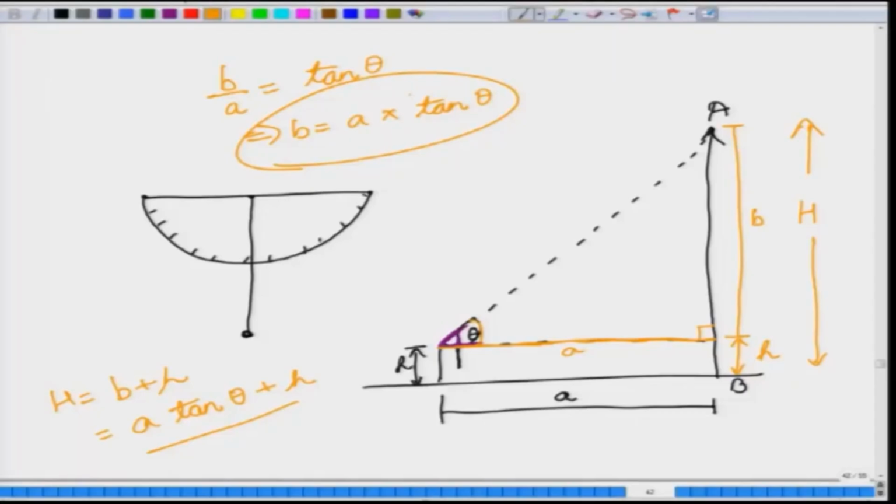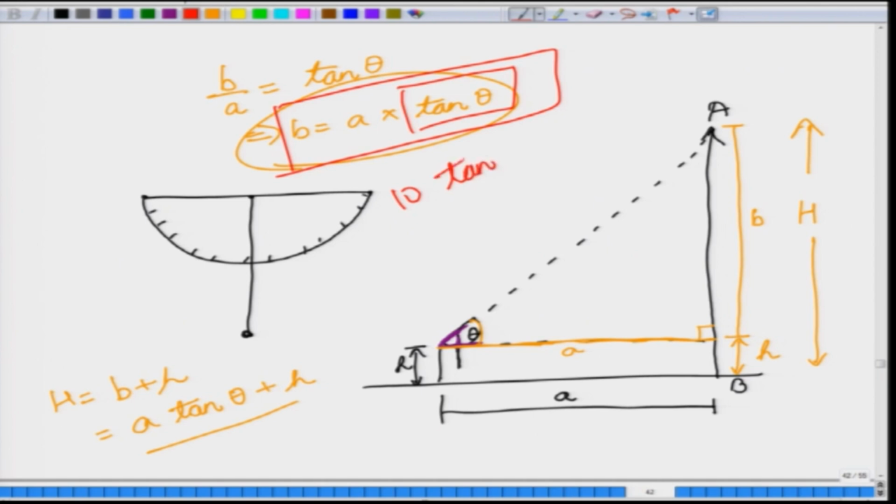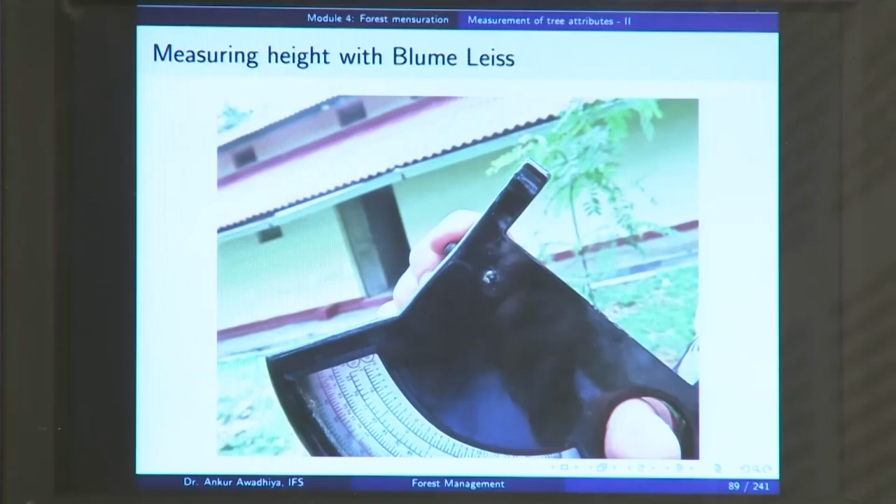Now, what this instrument also does is that not only does it give you the value of theta when you are using it, but it also directly gives you the value of tan theta and also the values of a tan theta for specific distances. So, for instance, you can have a value of 10 times tan theta, 20 times tan theta and 30 times tan theta. So, in this case, if you are standing at a distance of 10 meters, then you will make use of that particular scale, and this is what we are seeing here.